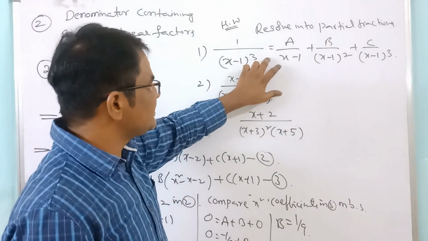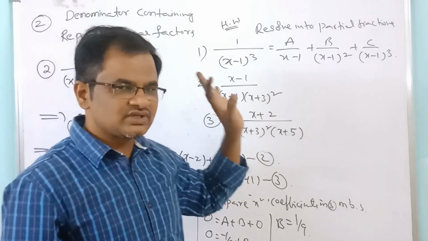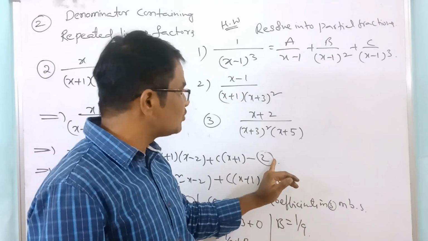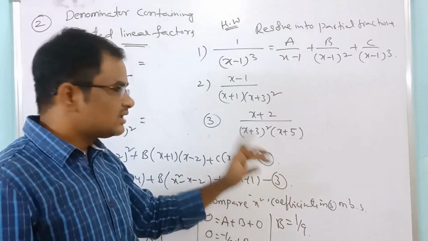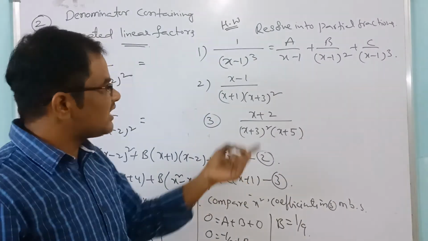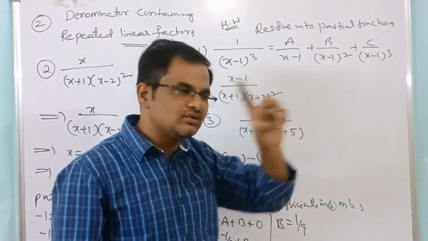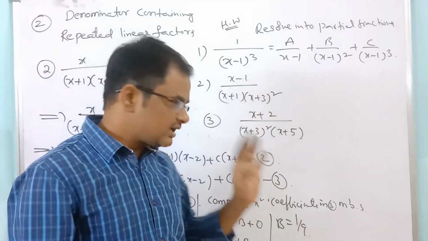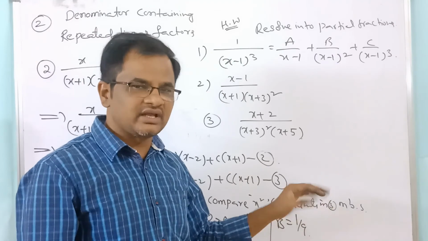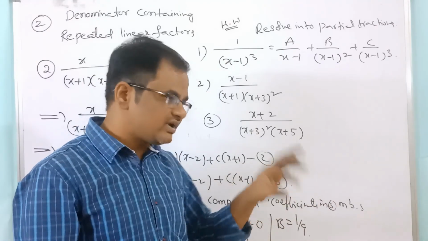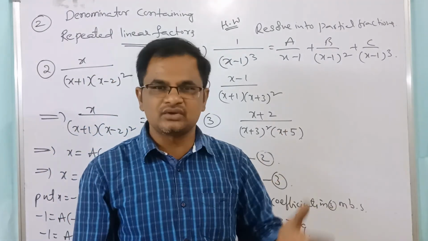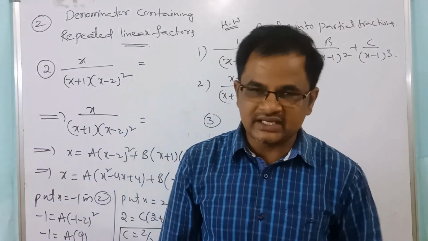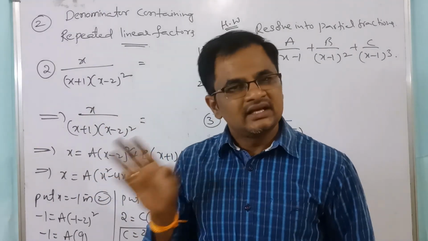In this one, listen, what we have to do: only one substitution is there. After taking the LCM, put x equal to 1 in equation number 2, then one value you will get. After getting that value, to get the remaining two values, we compare the x square coefficient and the x coefficient, or the constant term also you can compare. Any two of x square, x and the constant term, if you compare, the remaining one you will get. So these are the two methods: non-repeated linear factors and repeated linear factors.